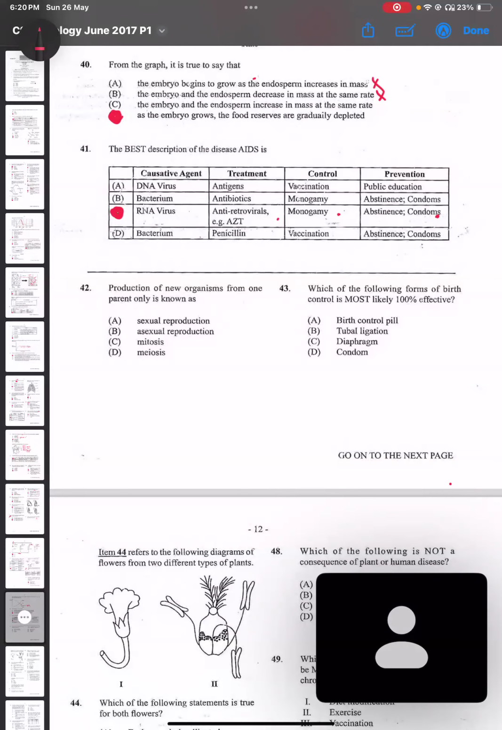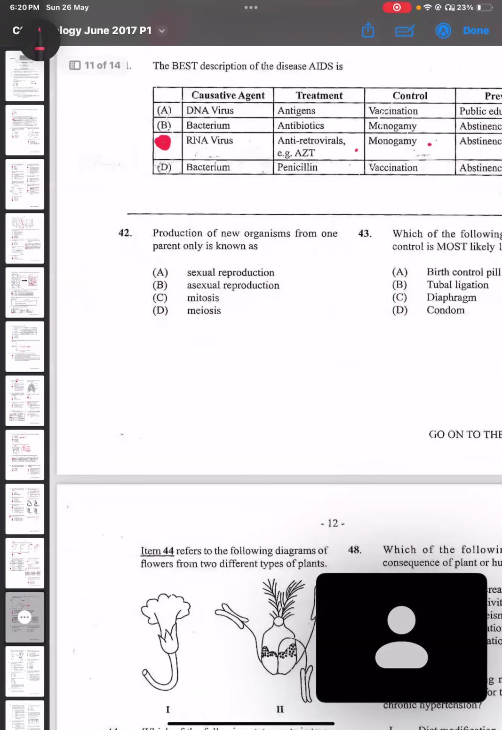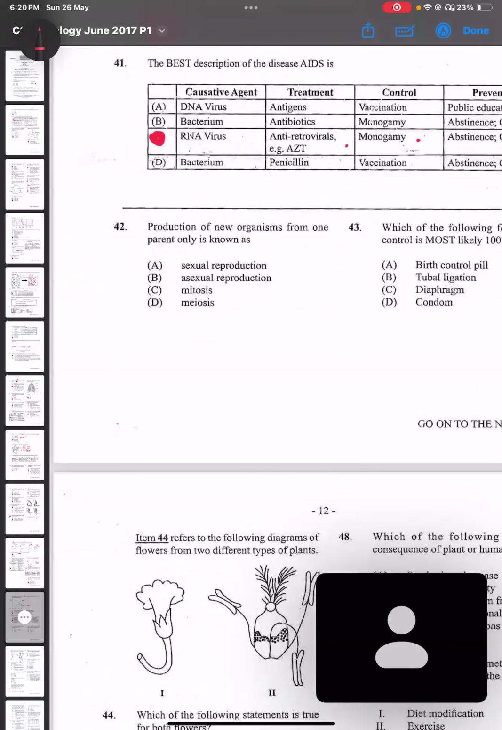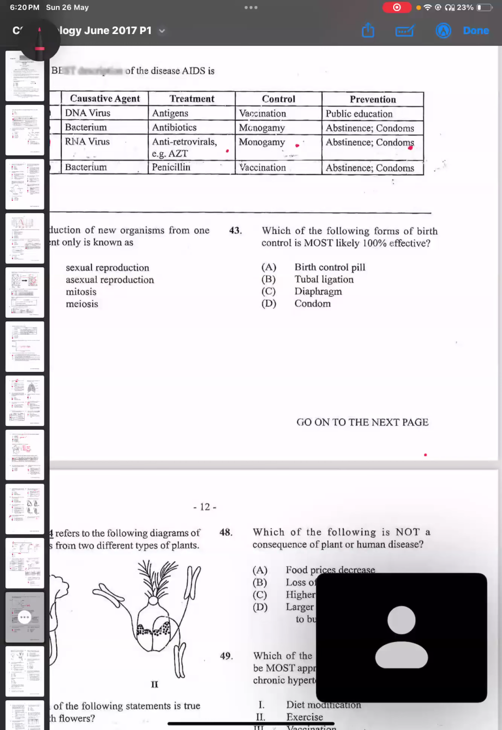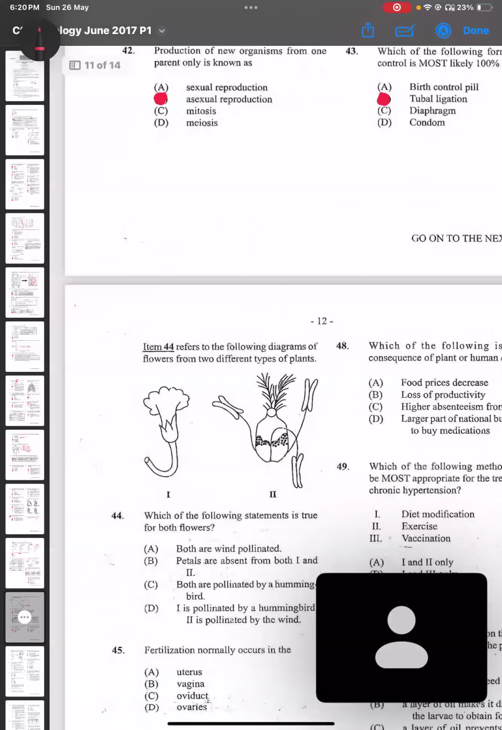For 42, we know this: sexual reproduction. For 43, which of the following forms of birth control is most likely to be effective? We know this as well. This is tubal ligation. We know number 44, which is P.